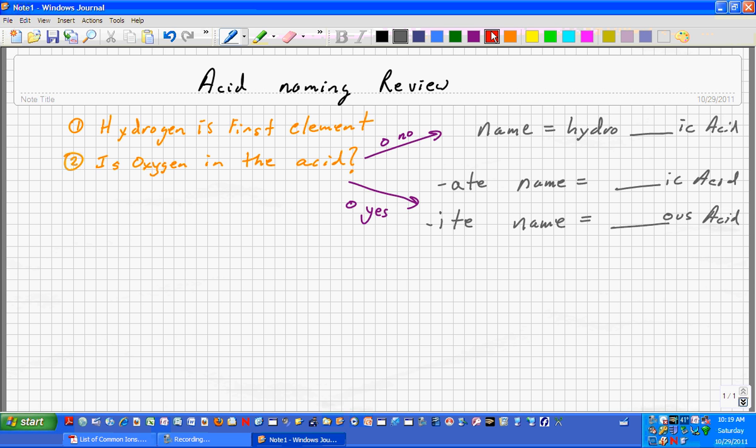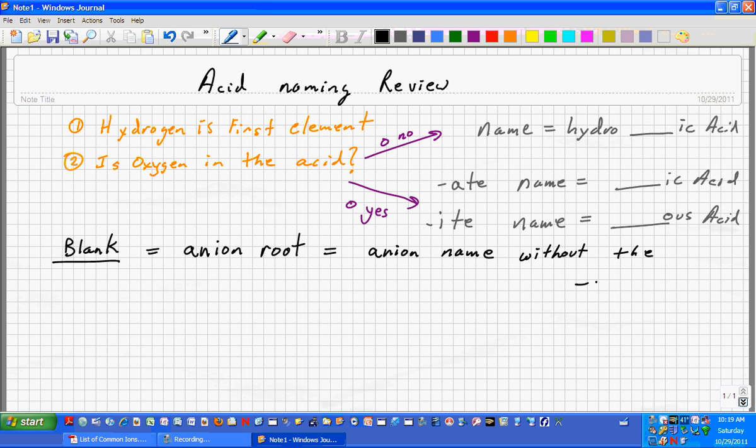Now the blank, that blank is equal to the anion root, which is simply the anion name without either the INE, IDE, ATE, or ITE ending.